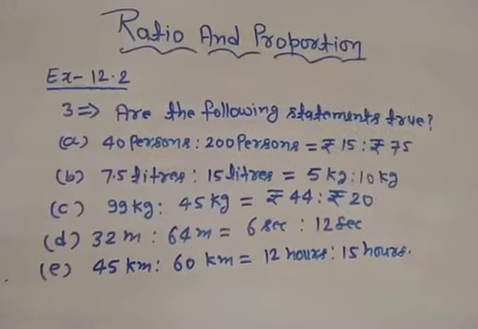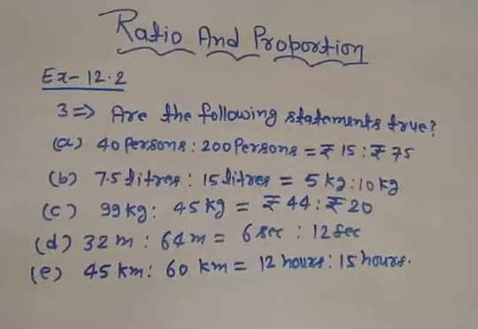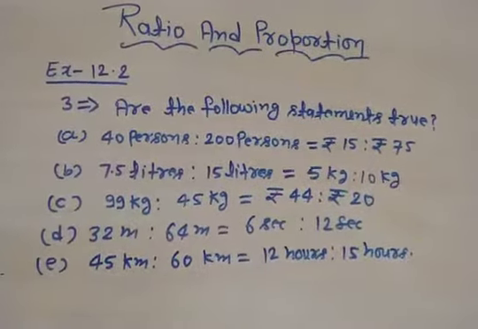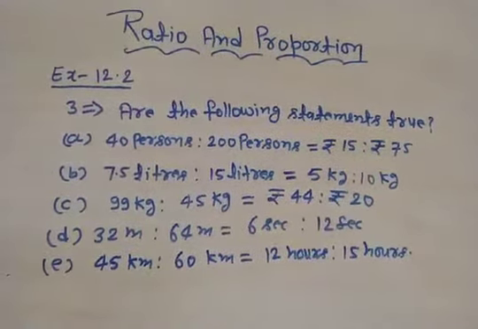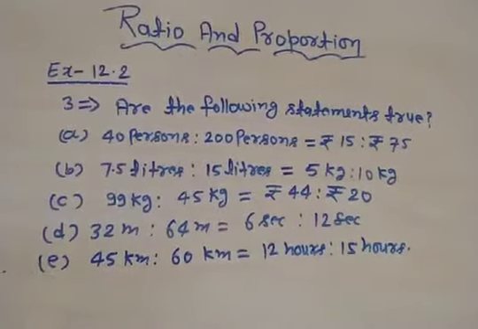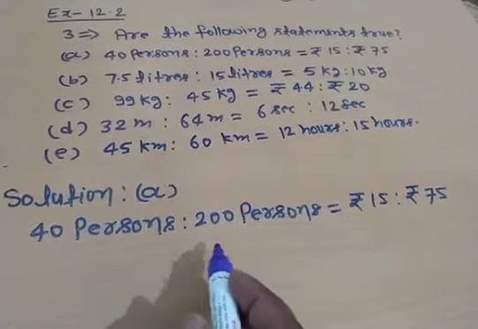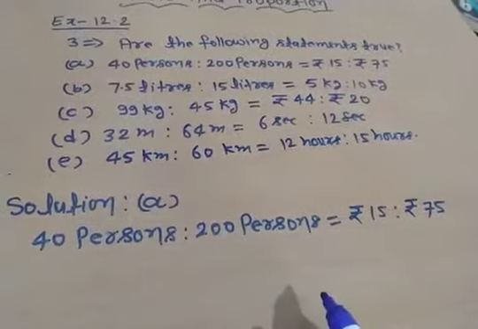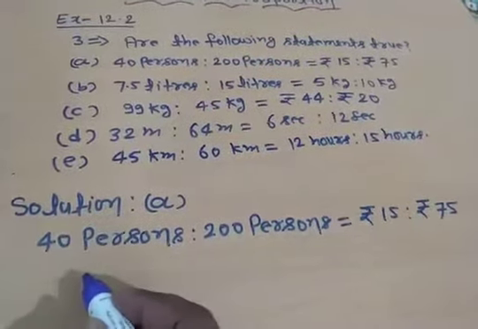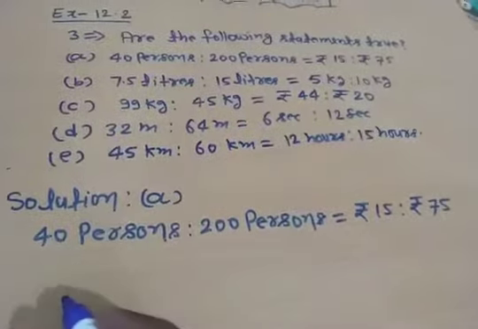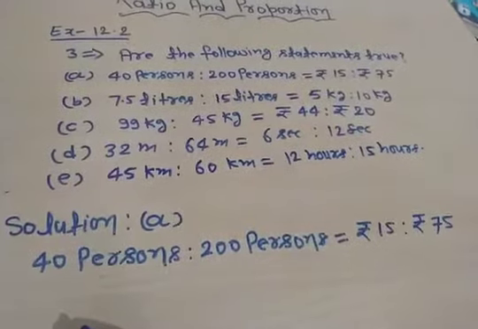First we change them into fraction form and check whether they are equal or not. If they are equal, then we can say this is true. If they are not equal, we can say this is not true. Here you can see 40% ratio to 100% is equal to rupees 15 ratio rupees 75. So first we will take the left hand side, and this is the right hand side. If the left hand side is equal to the right hand side, then we can say the given statement is true.